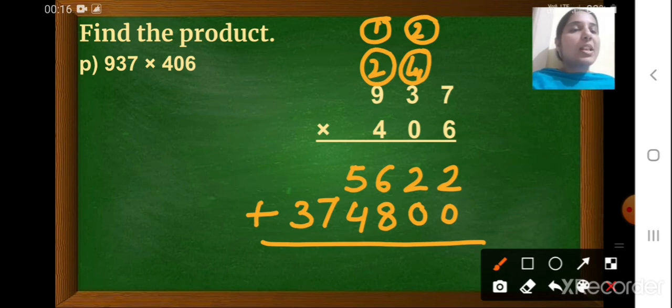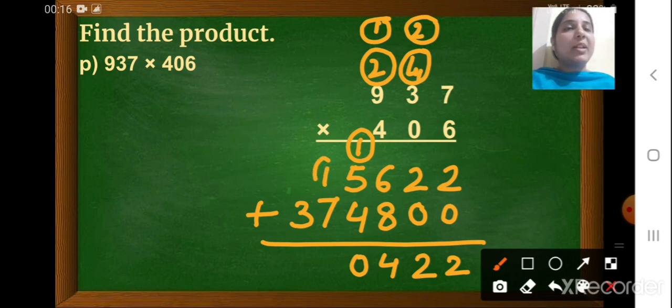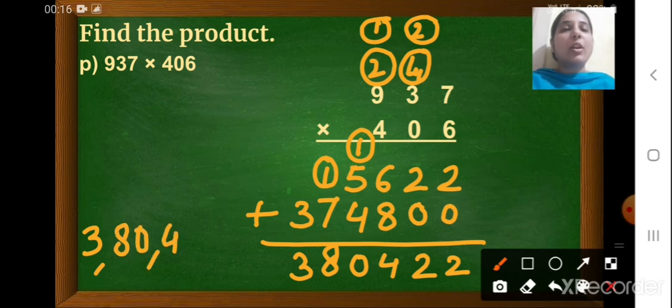So 2 plus 0, 2. Again 2 plus 0, 2. 8 plus 6, 14. So 4 we will write here and 1 will be carried over to the next place. So 5 plus 1, 6 and 6 plus 4, 10. So 0 we will write here and 1 will be carried over to the next place. So 7 plus 1, 8, 3. So what is the product obtained here, children? 3,80,422. Okay, children?